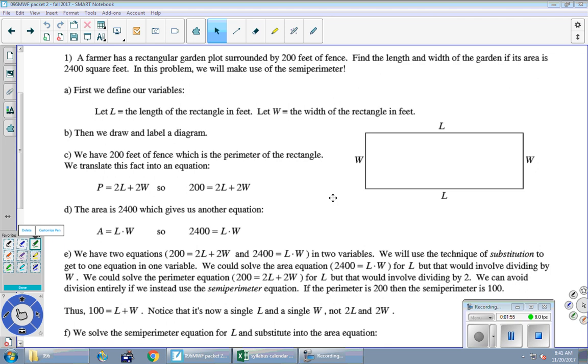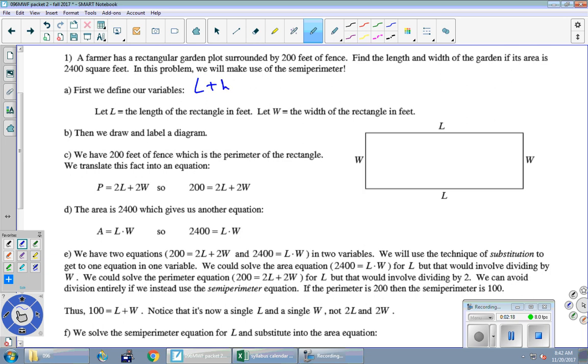It's the perimeter. You have 200 feet of fence, right? It's not a measure of how much space is inside. It's a measure of how much stuff goes around the outside. So because that's a perimeter, we can write down a perimeter equation. So we know that if you add all the sides, you're supposed to get 200. So we can say L plus W plus L plus W is 200. Or combining like terms, 2L plus 2W equals 200.